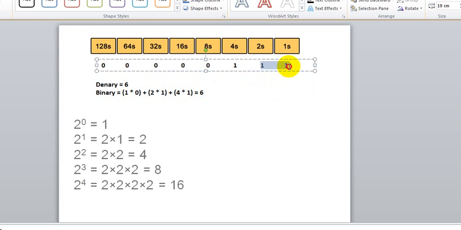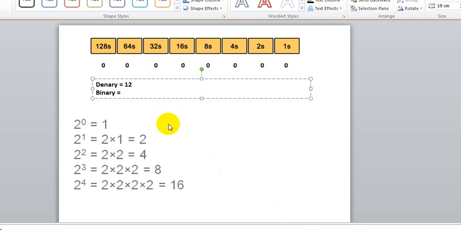Let's take away that. Let's make it 0. So what's the answer for the binary? Well, the answer is 0, 0, 0, 0, 0, 1, 1, 0. And that is the number denary 6. I'm now going to pause to give you time to work out what 12 would be.